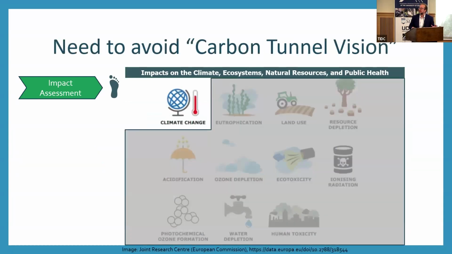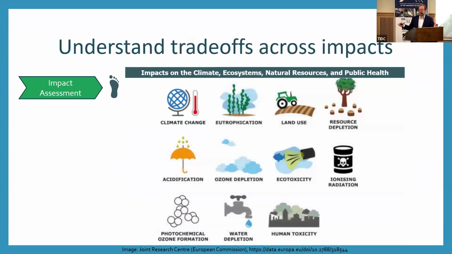And it's important also to avoid what's called carbon tunnel vision. While of course it's critical that we protect climate, we have to prevent burden shifting, because we might have a product that has a lower climate impact, but if we don't consider the impacts it might have on other things, we might inadvertently impact those systems instead.